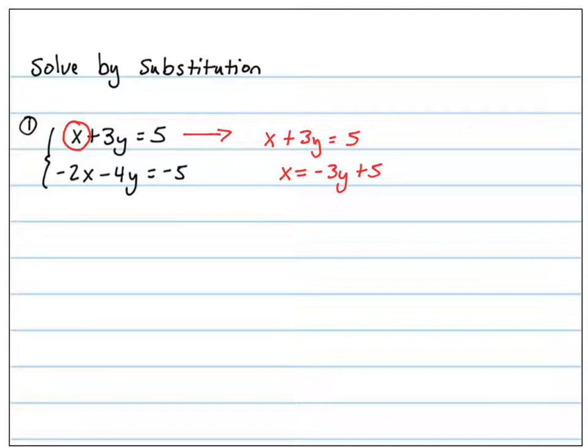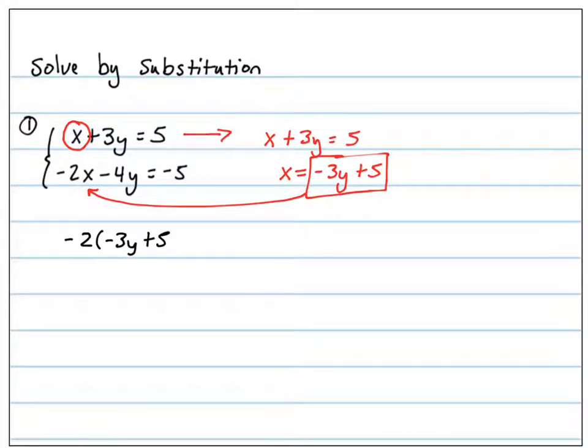So now that I know this is what x equals in terms of everything else, I can take this value and plug it in for x here. So this is going to become negative 2 times negative 3y plus 5 minus 4y equals negative 5. Now I just use my algebra skills to solve this. So I'll distribute.